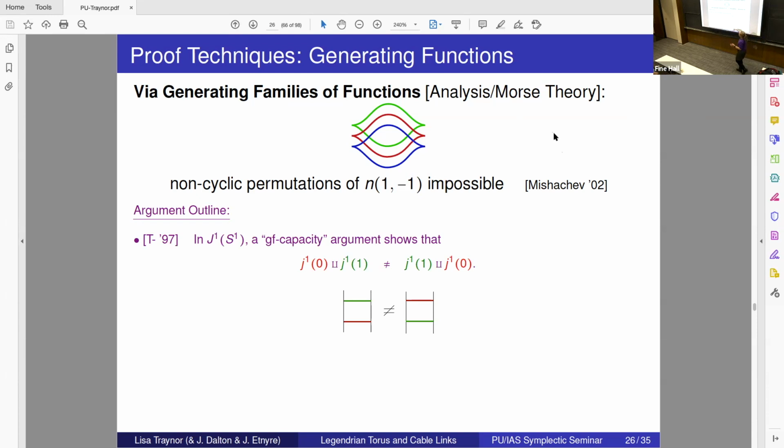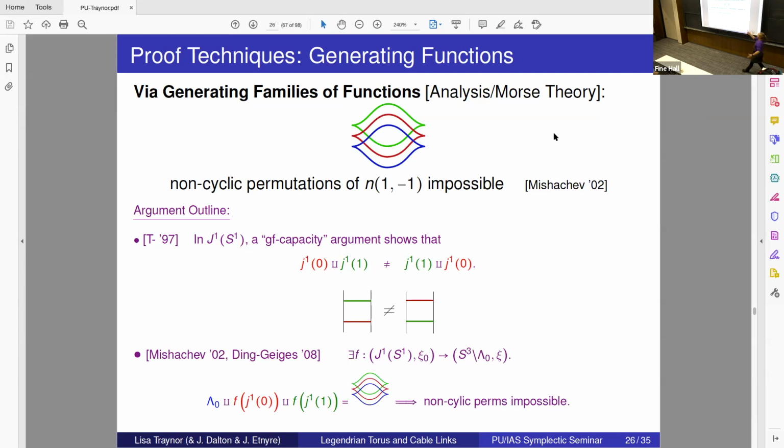So a long time ago, in 97, I proved this idea that there are these links and you can't swap the components here. Okay, that's in the 1-jet space of S1. Yeah, for the Legendrians, right. So again, just to give you an overview, you can show that these two links are different. And then Mishachev realized, and Ding and Geiges wrote this up more precisely, that this will actually imply that you cannot do non-cyclic permutations of this unknot. So this torus link. If you're only interested in that torus link, you don't need very sophisticated machinery.